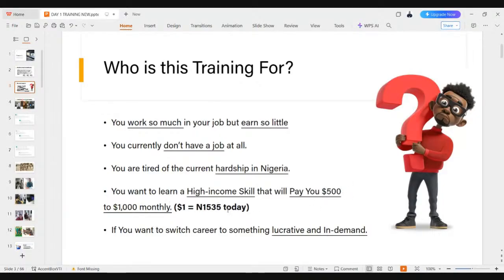$1,000 today is about 1,530 something naira. So if you are able to earn $1,000 per month in 2025, you'll be earning 1.5 million naira as a tech person. If you want to switch career to something that is lucrative and in demand, those words were carefully chosen, this training is for you.